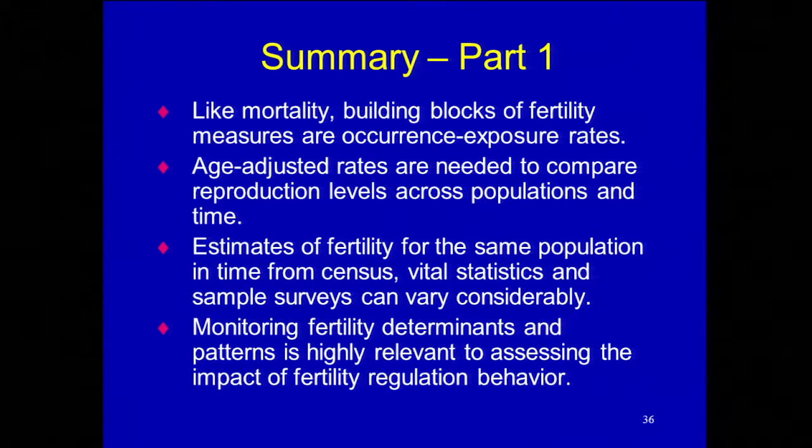So in sum, like mortality, the building blocks of fertility measures are occurrence and exposure rates. Age-adjusted rates are needed to compare reproduction levels across populations and over time, and the estimates of fertility for the same population in time from either census, vital statistics, or sample surveys can vary. But we need to monitor the determinants of fertility and their patterns because these are highly relevant for assessing the impact of fertility regulation behavior.